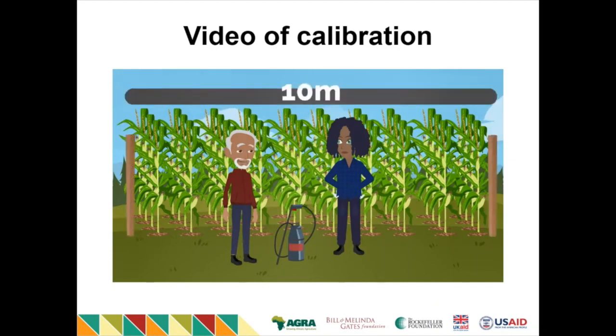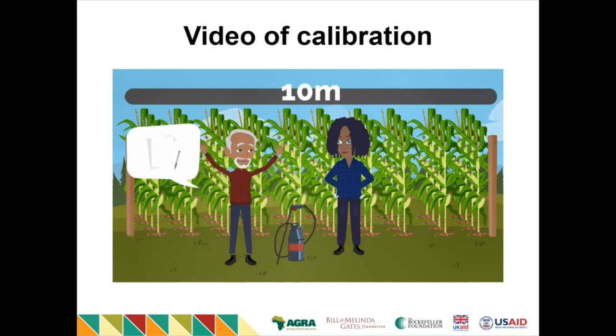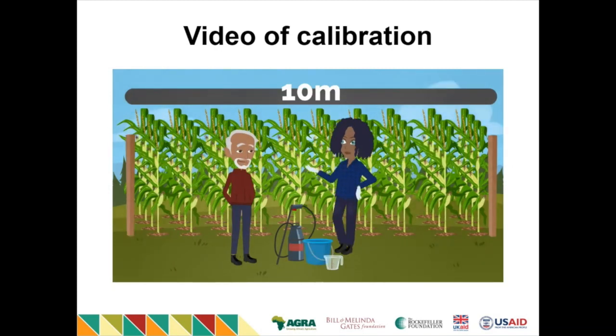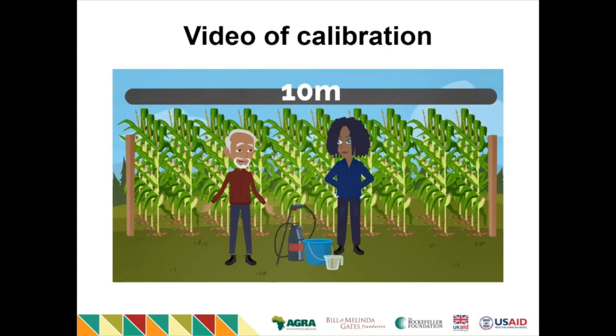I'll use this piece of paper to take notes and this stopwatch to record time. We'll also need a bucket and a measuring jug. I have them right here. Good. First, we need to note the swath width. The swath width on this sprayer is 50 centimeters.